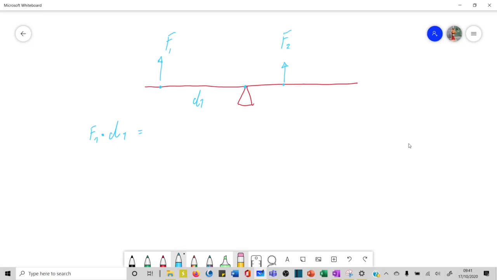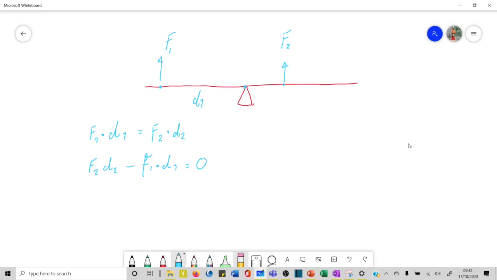Okay, so we can say F2 times D2, but we've not given them any numbers yet. We don't need to, or we can simplify that even further to say F2 times D2 minus F1 times D1 equals 0. So as long as everything adds up to 0, that's in equilibrium. All right.